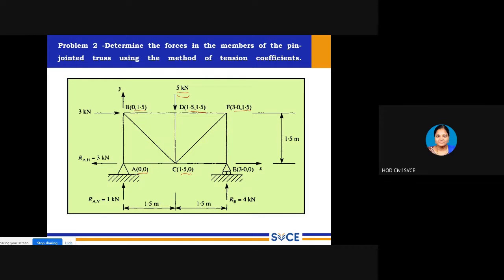Now for this type of truss problem, you have to find out the support reactions, because you have the supports. The left support is a hinged support and the right support is a roller support. And at support A, how many reactions will be there? How many unknowns will be there? How many support reactions will be there at support A?